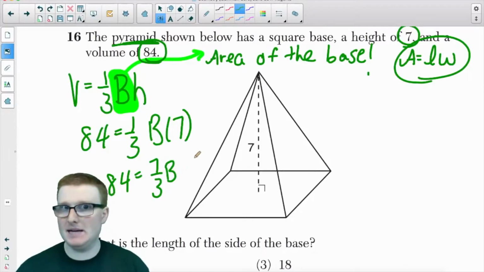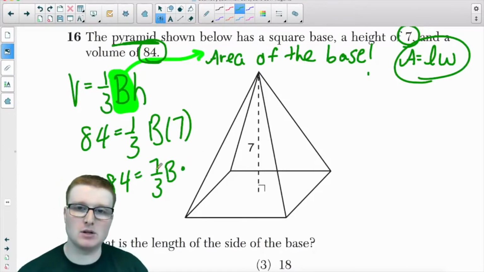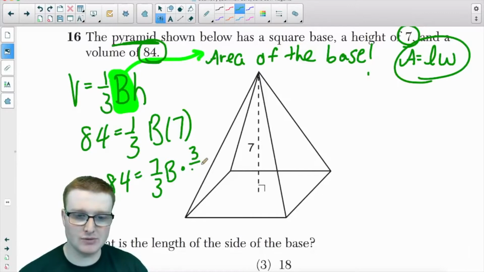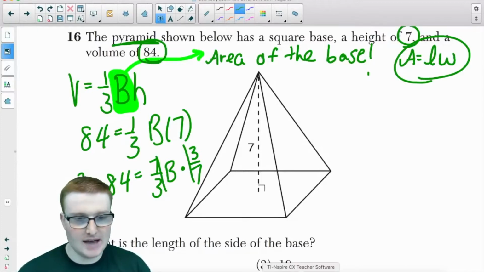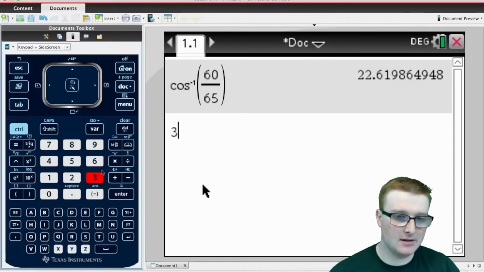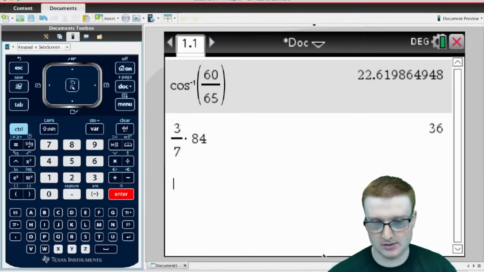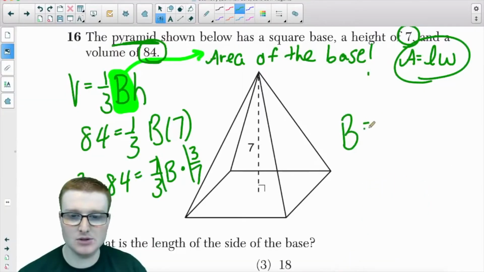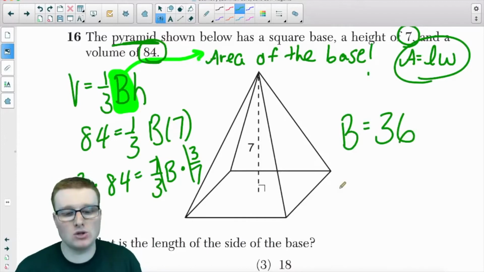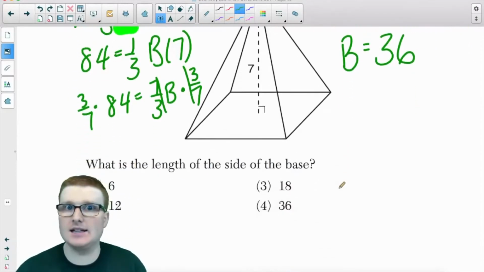To isolate the B by itself, we're going to multiply by the reciprocal of 7/3. So the reciprocal is just 3/7. Multiply by 3/7 on both sides. Okay? Now what we need to do is just take 3/7, type it into our calculator, multiply it by 84, and we get 36. So capital B is equal to 36. But wait a minute, folks. Is that 36 there? Yeah, it is. That is not the answer.